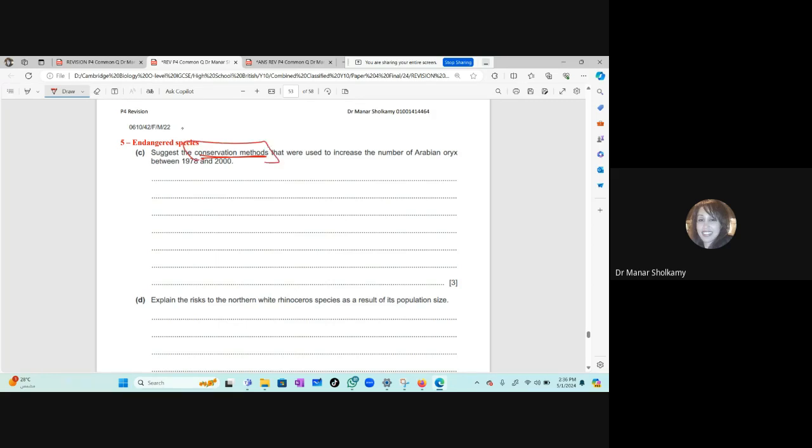Now, remind me of all the conservation methods that you can think of. What can you do to prevent the extinction of any animal, the Arabian oryx or a rhinoceros or anything? What can you do? Captive breeding. Yes, protective breeding. Yes. What else? Protect their natural habitats. Yes, or captive breeding.